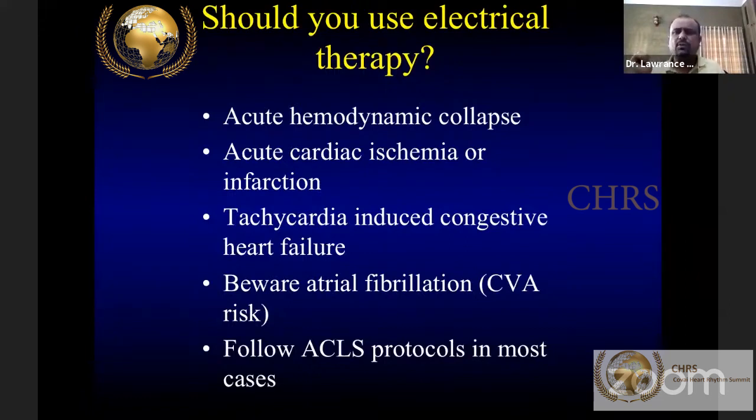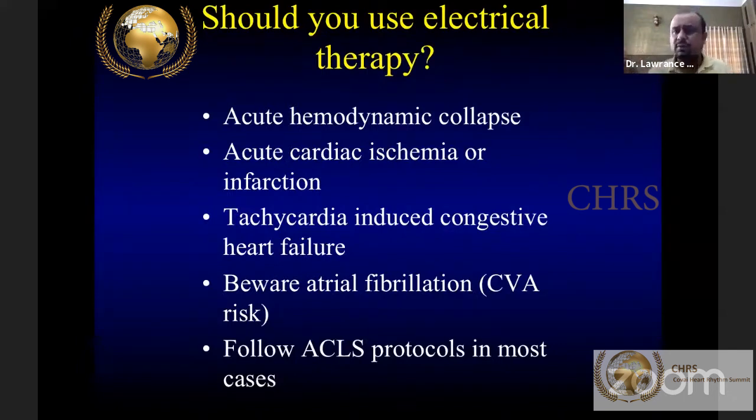In atrial fibrillation, with cardioversion, you have to be very careful. If the patient is hemodynamically unstable, you have to cardiovert anyway, but you have to make the patient's relatives understand the risk of stroke. It's a life or death situation. When you have atrial fibrillation and the patient has hemodynamic collapse, you can try to cardiovert them.